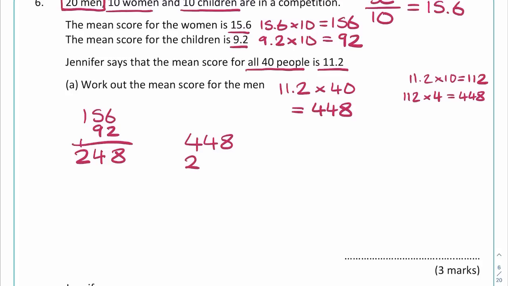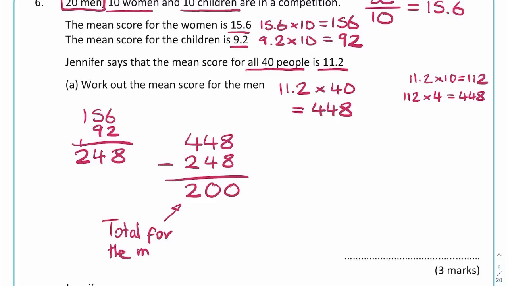In fact, we don't even really need to do column addition for that, do we? But we'll write it anyway. 8 take away 8, 4 take away 4, and 4 take away 2. So the total for the men is 200. It's always worth labelling this total for the men. And then there's 20 men. So to find the mean, we would divide that by how many there are. There are 20 men. So 200 divided by 20, and that gives us a really nice answer of 10. So the mean for the men is just 10.